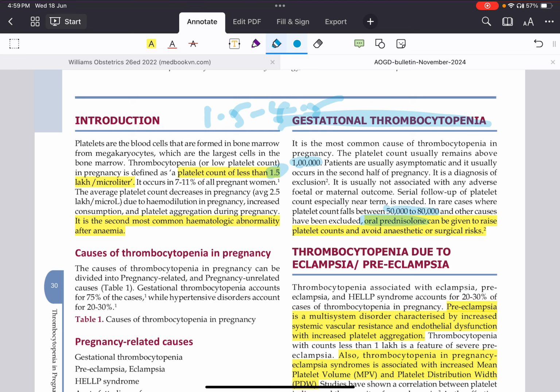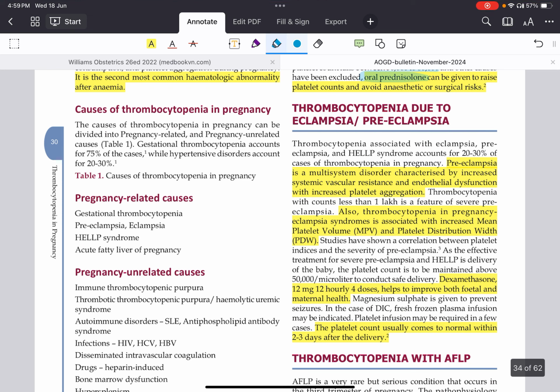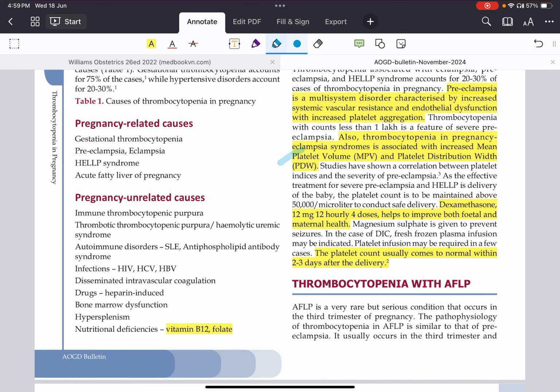Rare case only will become 50,000 to 80,000. Then you start oral prednisone and you can continue the pregnancy. There's nothing like that. And thrombocytopenia is seen in case of eclampsia, preeclampsia also. We'll test the platelet distribution width as well. And dexamethasone and magnesium sulfate to prevent seizures is given.